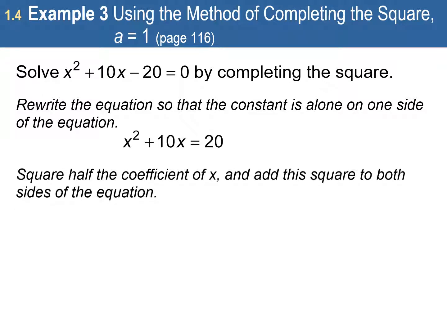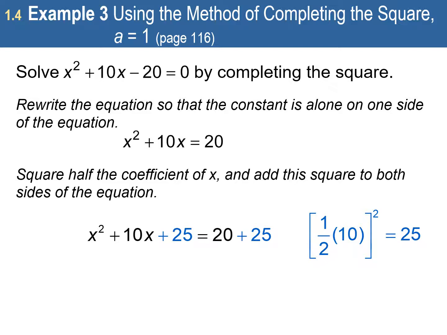So we're going to take the 10, divide it by 2, and square it, and add it to both sides. So 10 divided by 2 is 5, squared is 25. So we're going to add 25 to both sides of the equation. So this becomes x squared plus 10x plus 25 is equal to 20 plus 25.